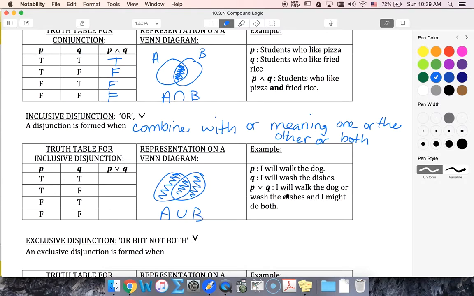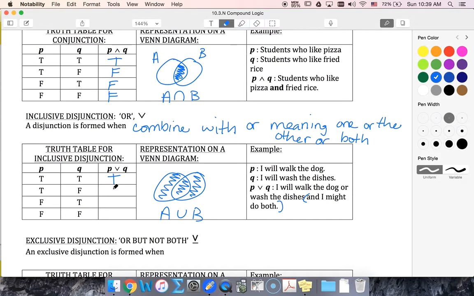If I think about it in terms of propositions, I will walk the dog, I will wash dishes. So if we have our inclusive disjunction, I will walk the dog or I will wash the dishes, and I might do both, is how we would think about it. Normally though, we wouldn't write this part of the sentence. I will walk the dog or wash dishes. So this could be true if both are true, then I've walked the dog and I've done the dishes. So I've walked the dog or done the dishes or done both.